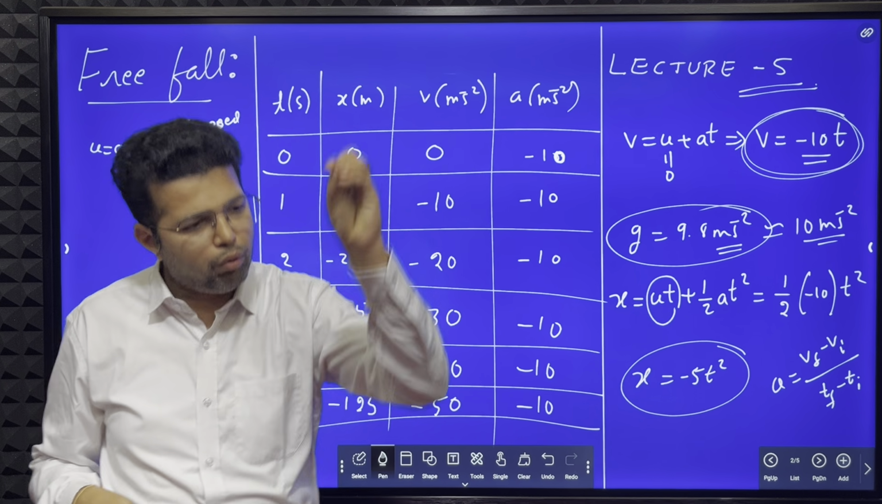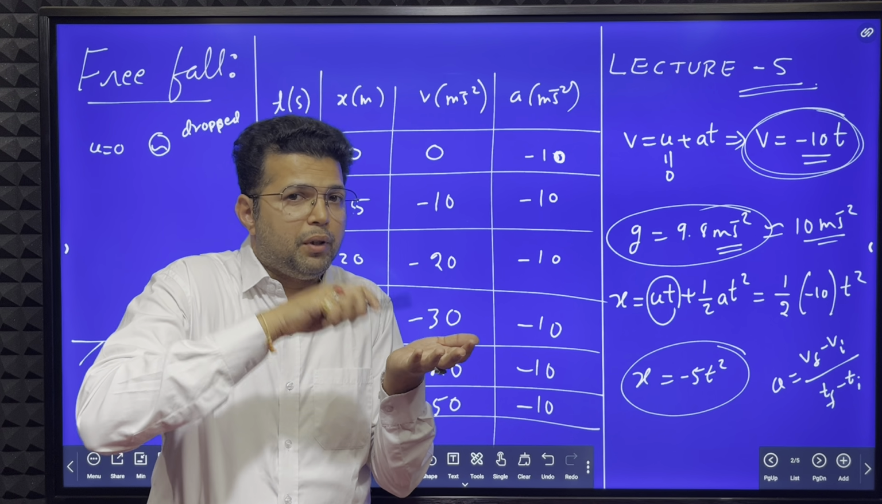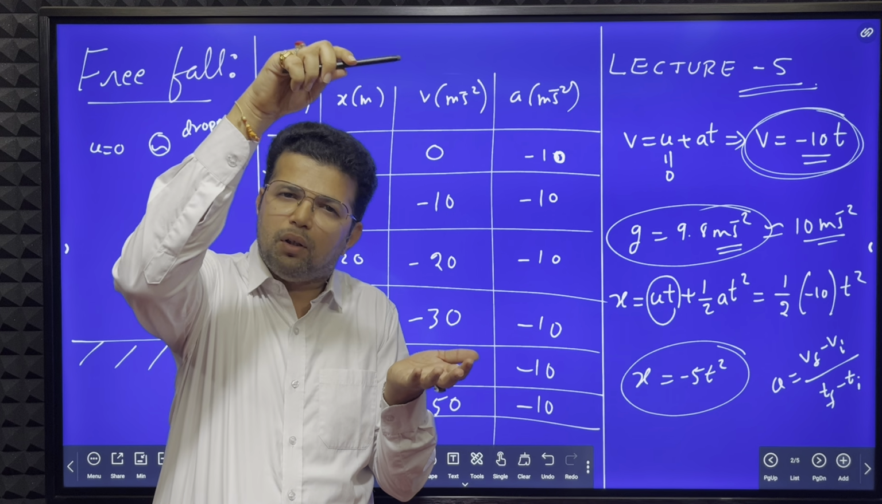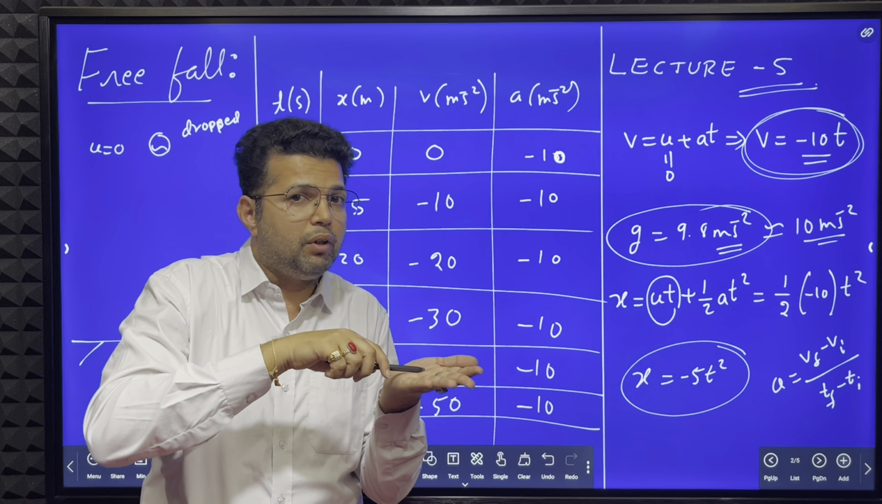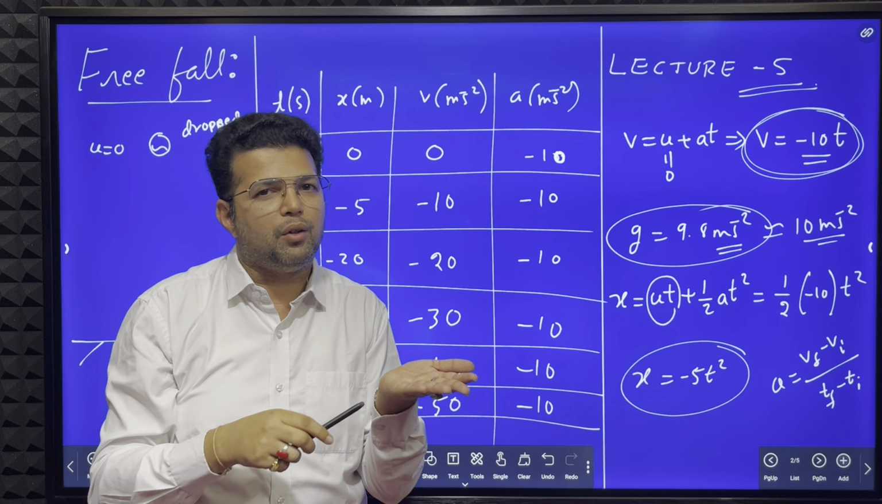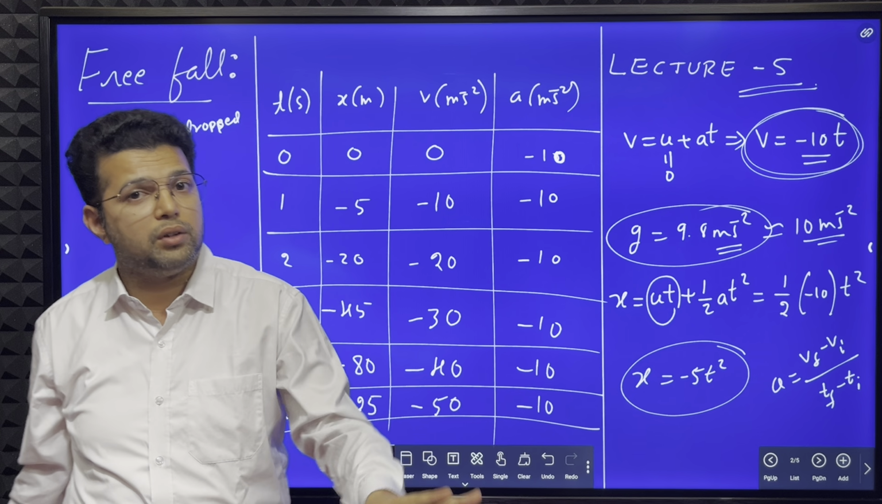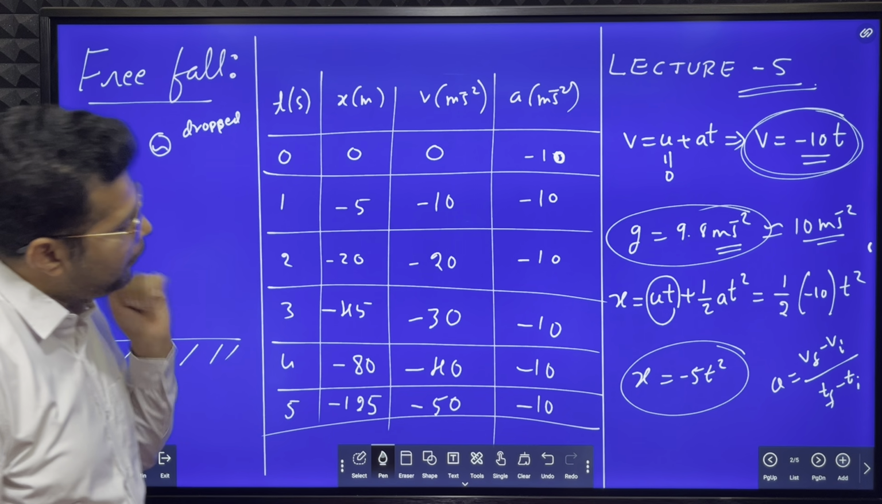So throughout the trajectory, if a ball is thrown upwards, the velocity or speed of the ball decreases, becomes zero, and then again increases. What happens to velocity? Velocity will be positive as it goes up, decreases, becomes zero, then it becomes negative. But acceleration is always constant. Acceleration is always constant. You should remember this.